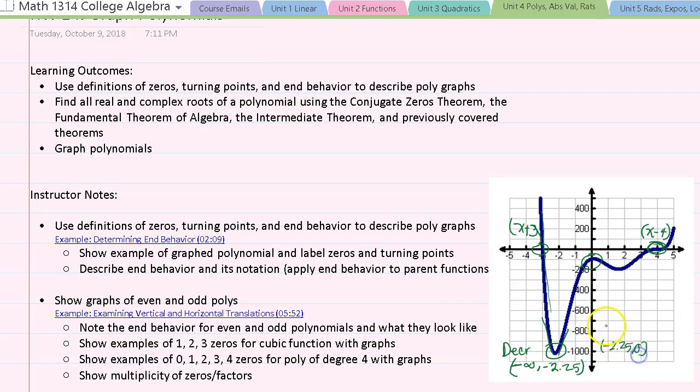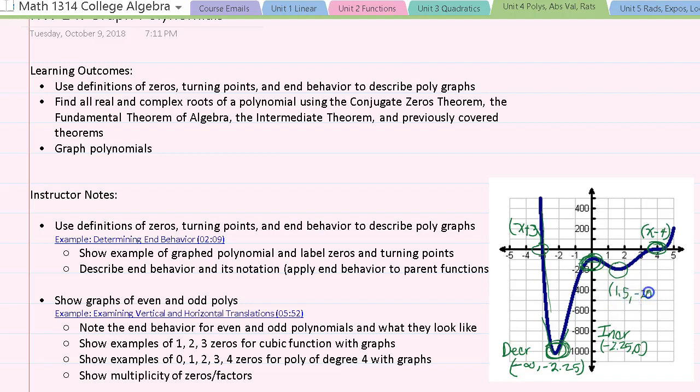So we have found that there is a turning point at the x value of negative 2.25 and the y value of about negative 1,000. Again, we see a change from increasing to decreasing at the x value of 0. So there is a turning point at x equal to 0 and y equal to negative 100. There is another change from decreasing to increasing when x is about 1.5. So here is another turning point at 1.5 comma negative 200.